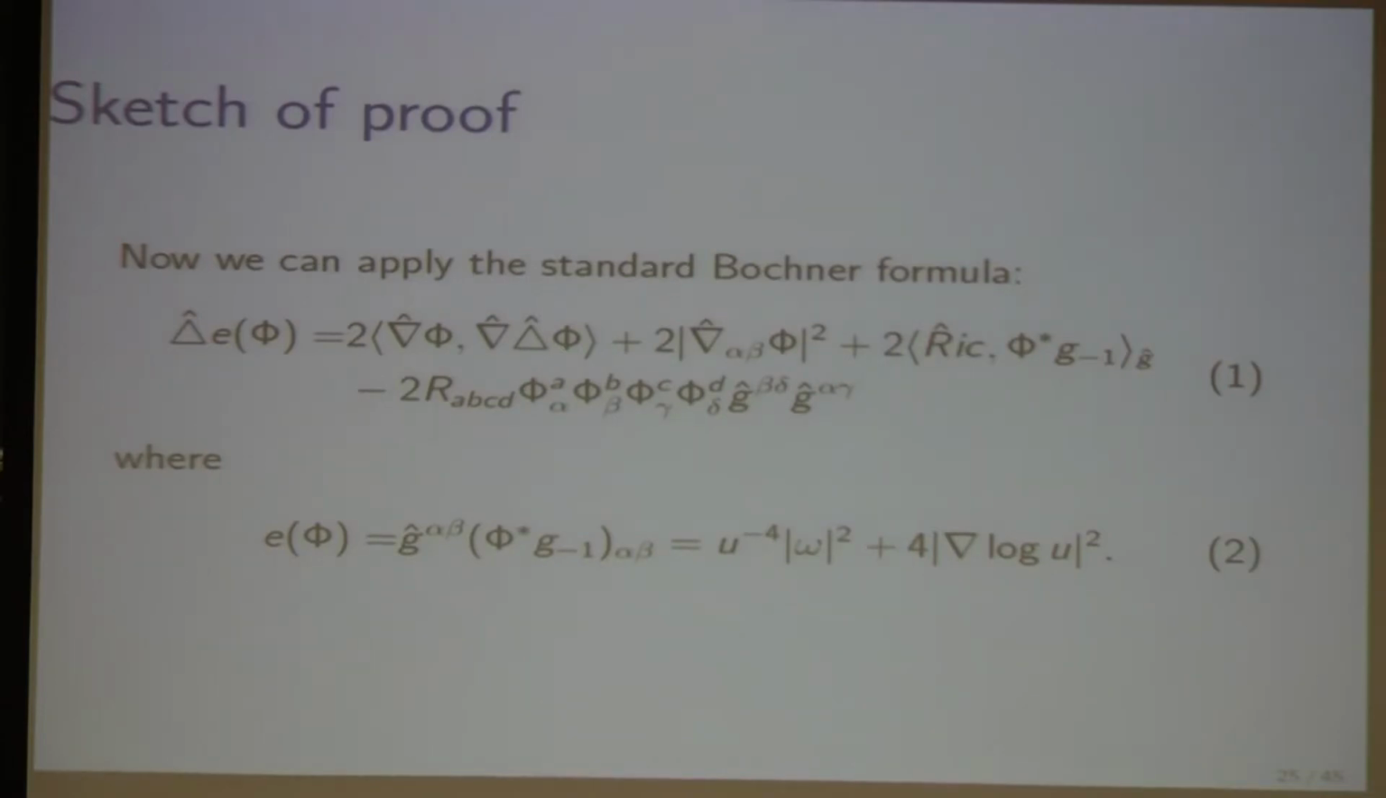So once we know this map is harmonic, then we can use the standard Bochner formula, right? This is very standard. This formula for the energy of a map: the energy E psi, Laplace hat, and you get this term, and this term, and this term.